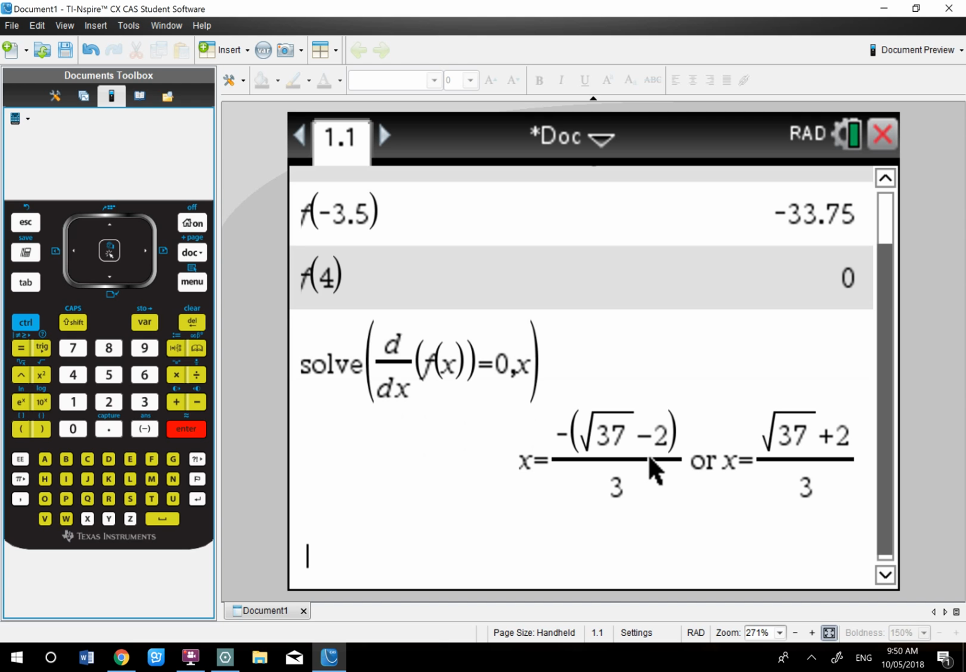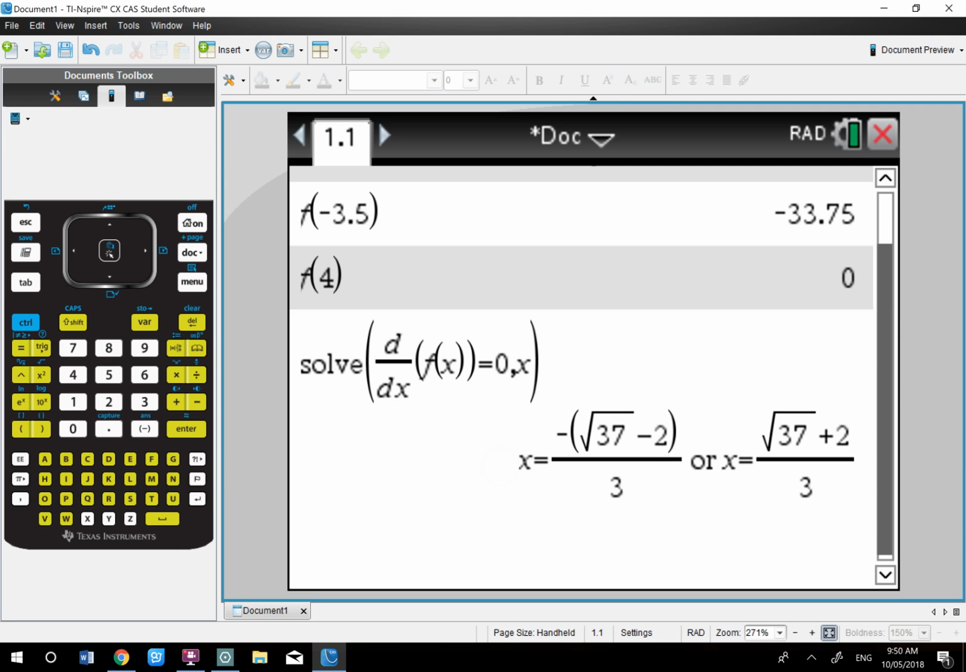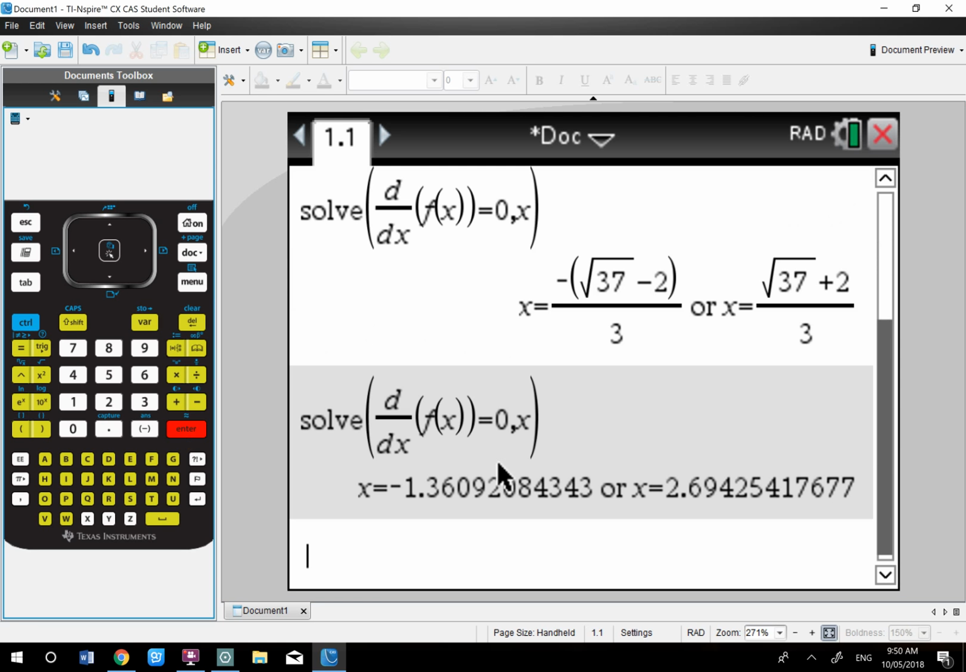Enter. We have those two values. They are exact values. That's the x value of the turning point. First of all, I want to see whether they are all in the domain. Negative 1.34 is in the domain and 2 is in the domain, so no problem with that.